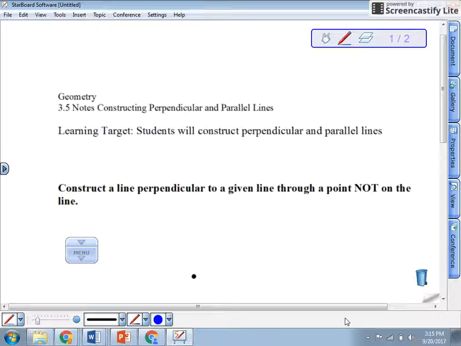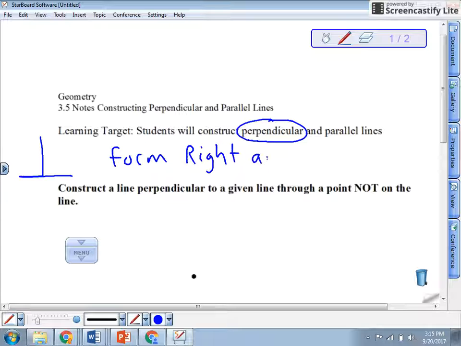Well, first let's talk again about what that word perpendicular means. We've talked about it before, but students always seem to struggle with it. So perpendicular, here's what the symbol looks like. All right, kind of that upside down T. Perpendicular means they intersect to form right angles. Remember, right angles are 90 degrees.